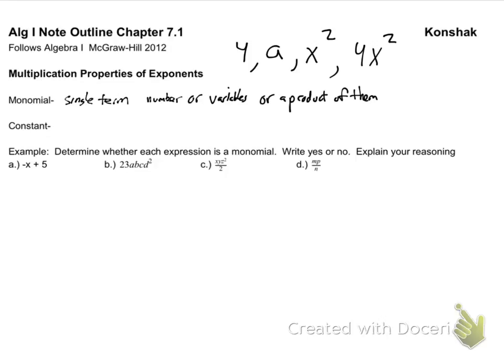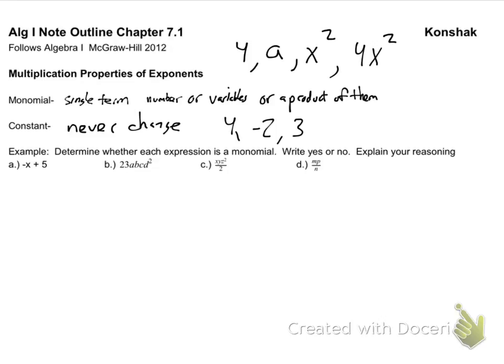Now, 4 is actually a special monomial. 4 is what we call a constant. Constants never change. And it's a value. It's a number. So constants never change. So that's like 4, negative 2, 3. It's a single term, but it's just a number. It's a constant value. We don't like to use constant as a part of the definition of constant, right? So it's a number that doesn't change.